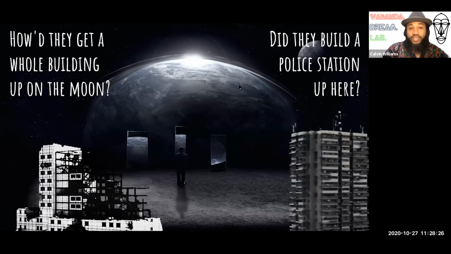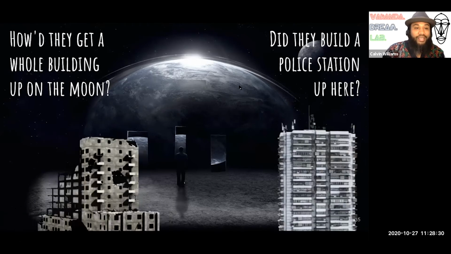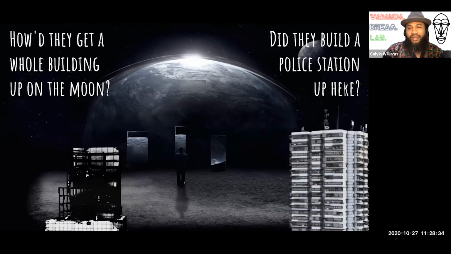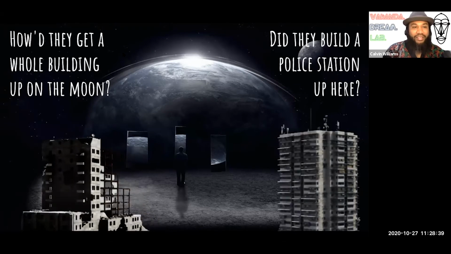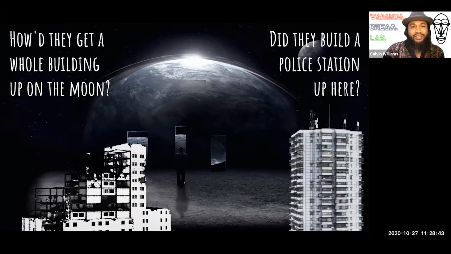We have two options here. We could ask Astro, how did they get a whole building up on the moon? Or we could ask, did they build a police station up here? So option A, how did they get a whole building up on the moon? Or option B, did they build a police station up here?